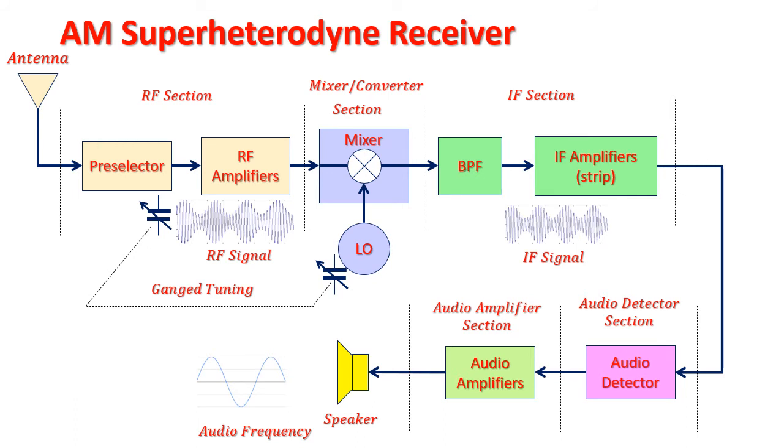The IF section consists of a series of IF amplifiers and bandpass filters, or IF strips. Most of the receiver gain and sensitivity is achieved in the IF section. The IF center frequency and bandwidth are constant for all stations and chosen so that there is less than any of the RF signals to be received.